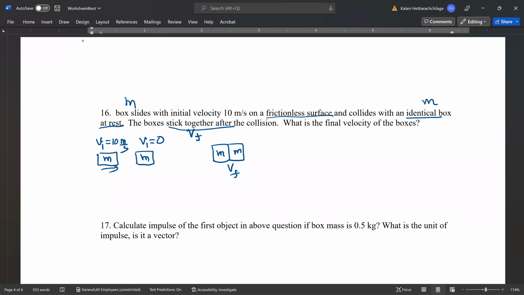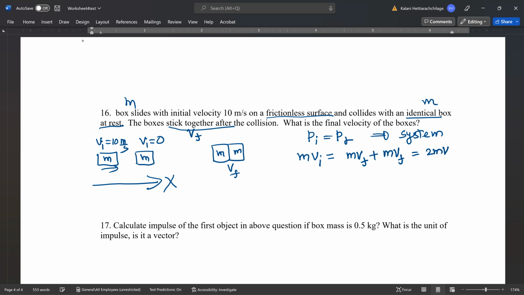Okay, so now we know that we need to use momentum conservation. Definitely initial equals final, and everything in this direction will be positive. Now I'm going to write it for the system, that means both together. So V initial is only on the left object, because the second object's initial velocity is 0. That will be equal to both of them: M also traveling with V final and the other M also traveling with V final. That means this is twice M and V final.